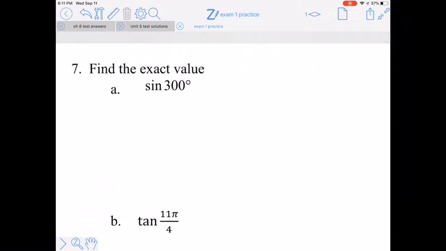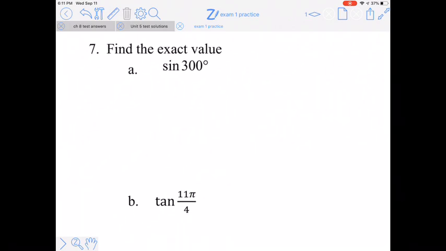So a couple ways you could think about doing this. The most common way would be to draw the angle, just so you have a visual. 300 degrees would land you... so 300 degrees is positive, so going counterclockwise, it lands in the fourth quadrant.